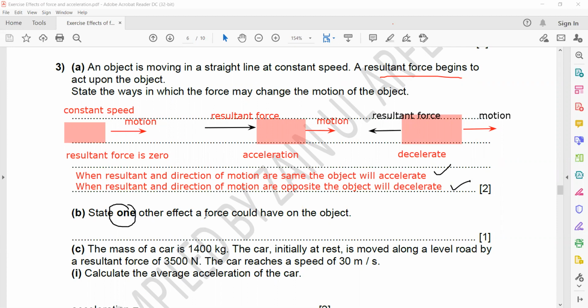State one other effect of the force that it could have on the object. So we discussed the effect of the force. The force can change the shape or size of an object, force can change the direction of the motion, or force can change the speed of an object. Already one of the effects they mentioned is that force can change the speed. So what is another effect? It can change the shape or size, you can mention. That's a second effect you can mention. One is already mentioned. So it can change the shape or size of an object, or it can change the direction of the motion.